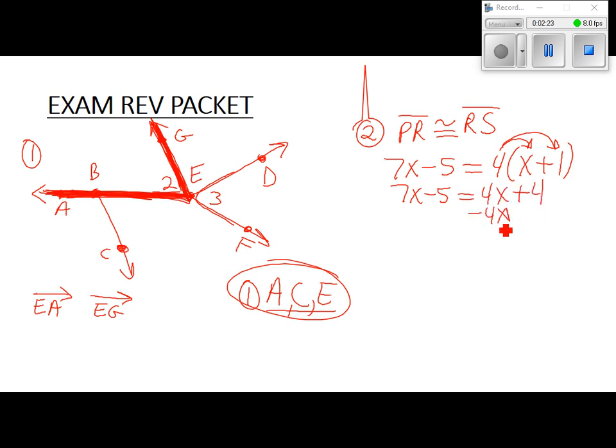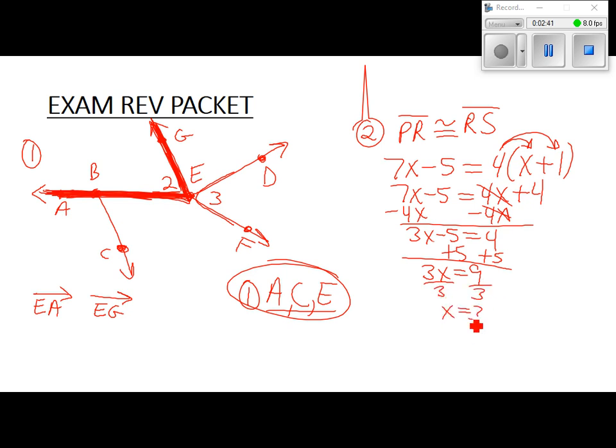Subtract 4x on both sides. End up with 3x minus 5 equals 4. Add 5 to both sides. End up with 3x equals 9. Divide by 3. X equals 3. Make sure you go back and read the problem. It says, what is the length of segment RS? So we're trying to find the length of segment RS.